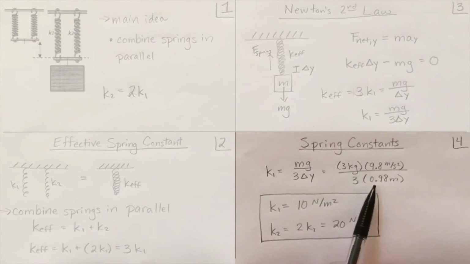Substituting in the numbers given in the problem statement, we find that K1 is equal to 10 newtons per meter squared, which means that K2 is equal to 20 newtons per meter squared.